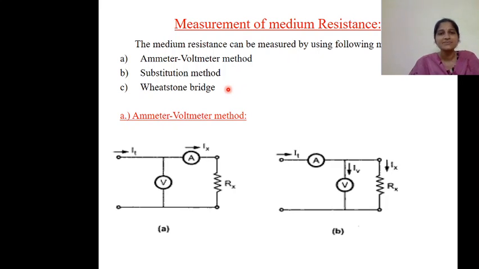In the next class, we shall study the measurement of high resistance. Measurement of low resistance can be done by what 3 methods? The ammeter voltmeter method, Kelvin's double bridge method, and the third one, what is the third one? Remember, there are 3 methods for low resistance, 3 methods for medium resistance, and again 3 methods for high resistance, which we will study in the next class. Okay, thank you.